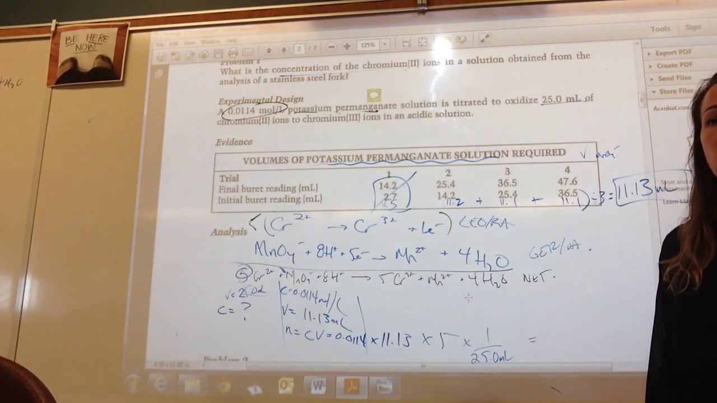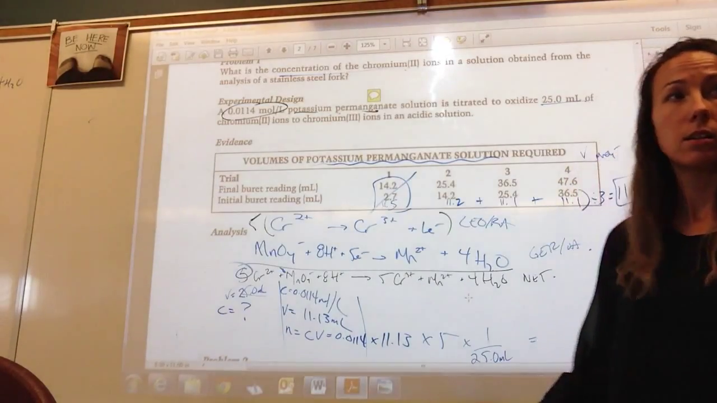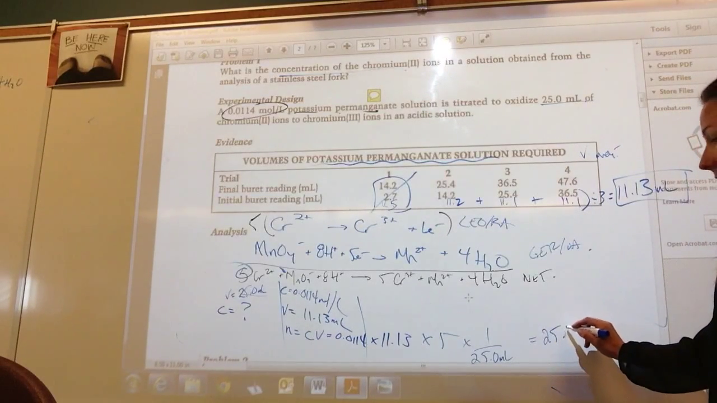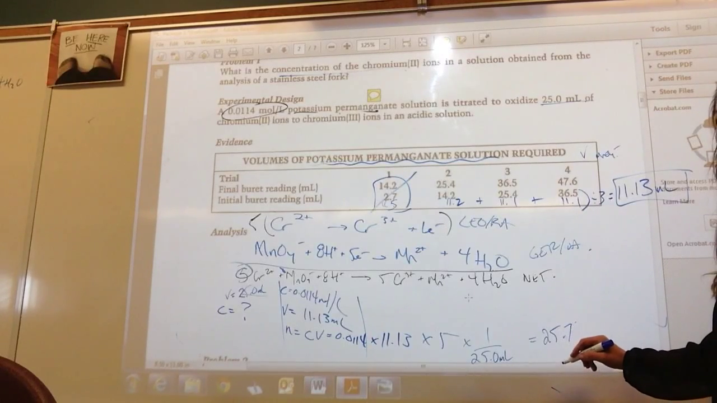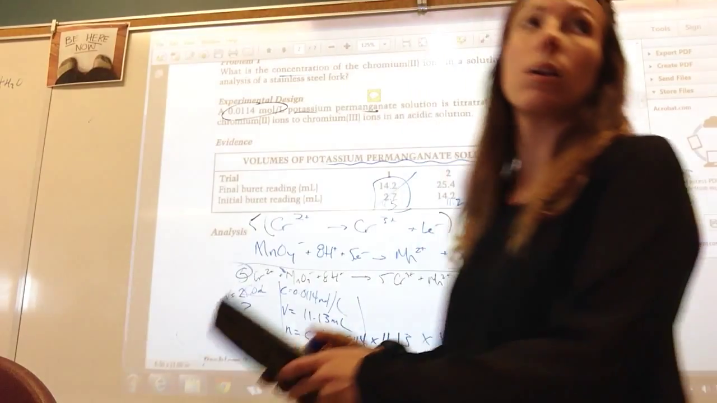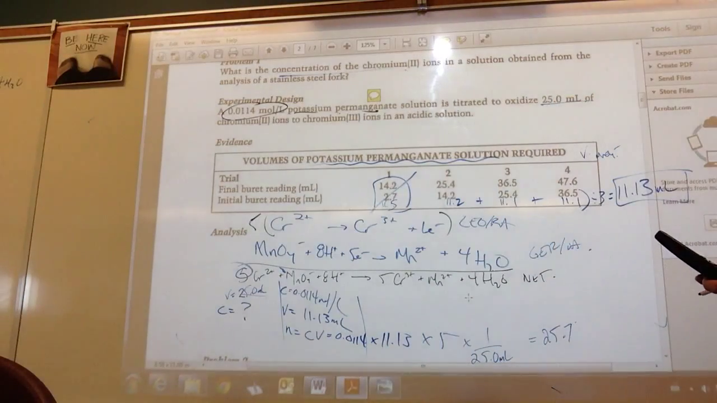I honestly can't remember what you get. 25.764 moles per liter. That's not what we got last class. What'd you get, Samantha? I got 36. Woo. 25. Wow. Right, let's try this again.